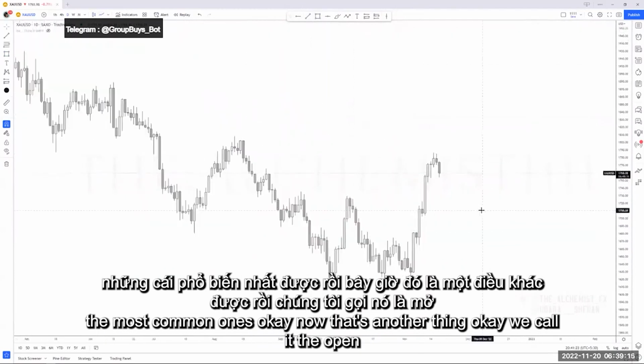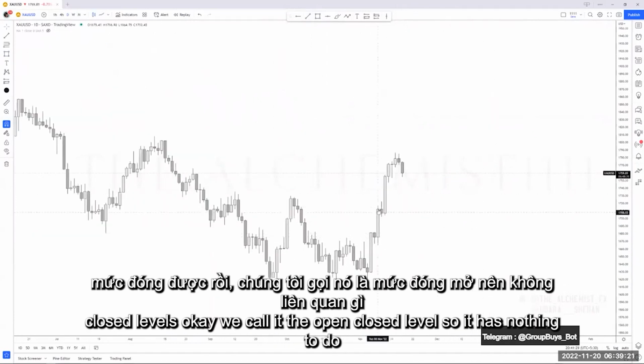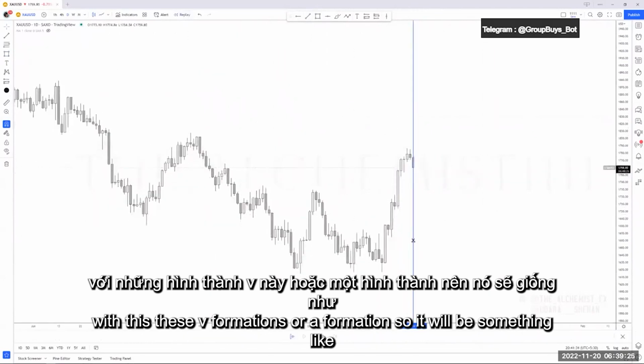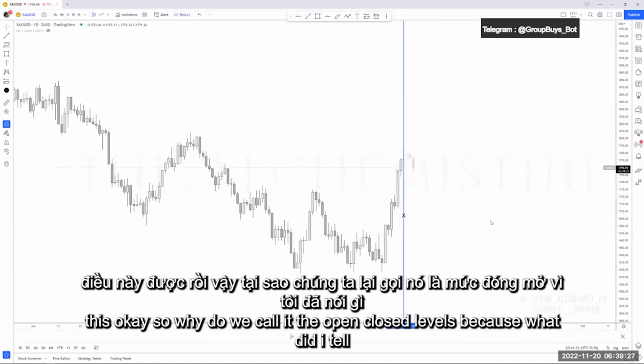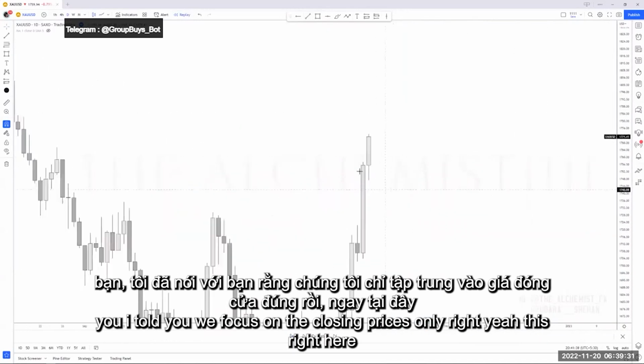Okay, now there's another thing. We call it the open close level. So it has nothing to do with these V formations or A formations. It will be something like this. So why do we call it the open close levels? Because what did I tell you? I told you we focus on the closing prices only, right?